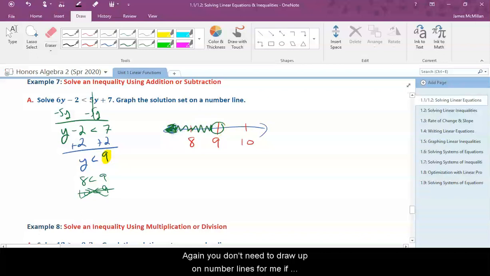Again, you don't need to draw long number lines for me. If it's a compound inequality, which we'll talk about later on, then you need enough there to know your different critical values. But just for a simple inequality like this, just give me 3 numbers. Give me the critical value, give me 1 to the left, 1 to the right.